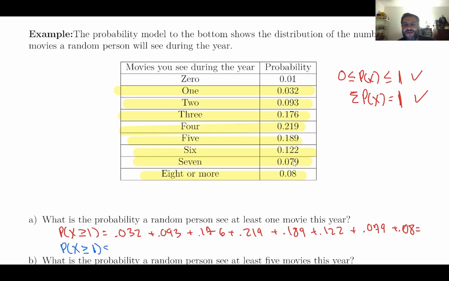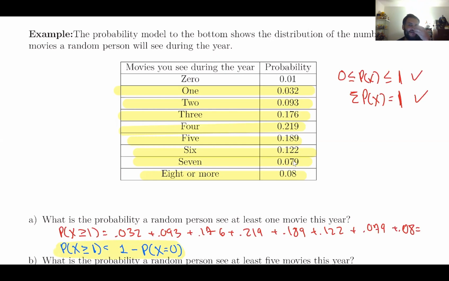Perfect. So you want to use the complementary rule. So you want to say 1 minus the probability that x is equal to 0. So this is a very important formula. You could use this formula, and this formula actually does come up a lot.